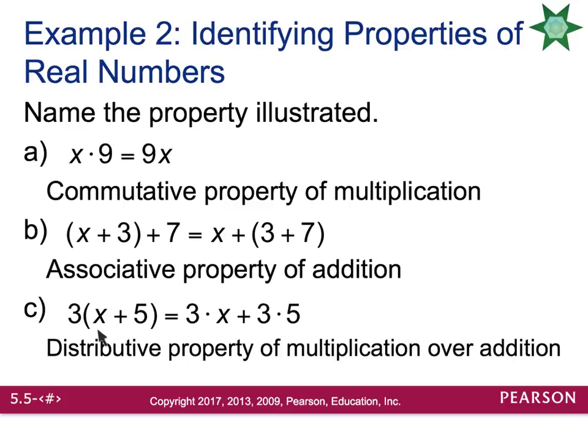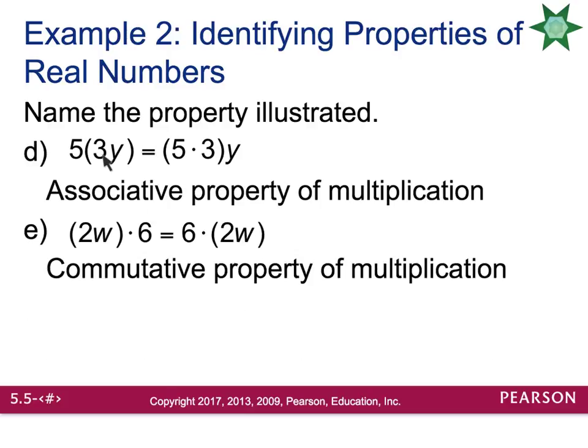Okay. And then this last one, 3. Sometimes when you see a times, you won't see a sign there. You'll just see 3 next to the parentheses. That always means multiply. So this means 3 times x plus 5 in parentheses. So we write that as 3 times x plus 3 times 5. Okay. Then we say that's the distributive property of multiplication over addition.